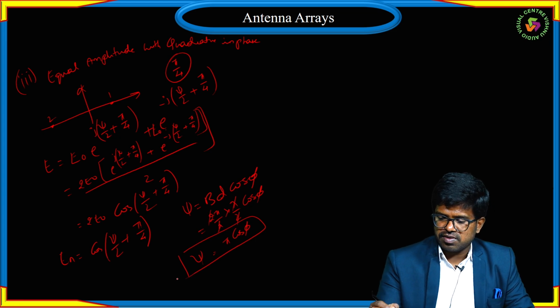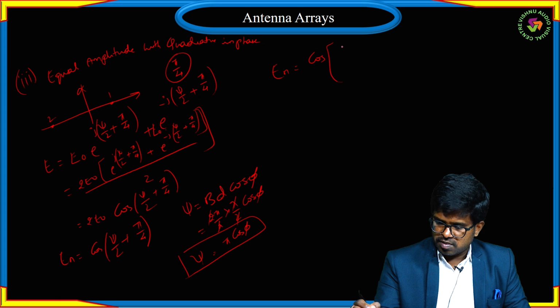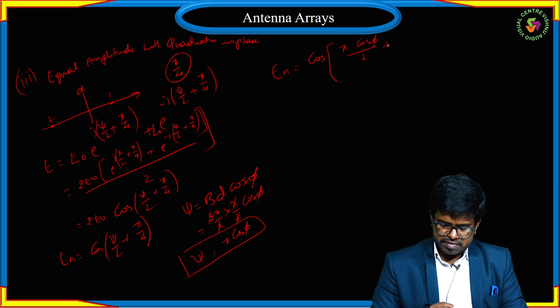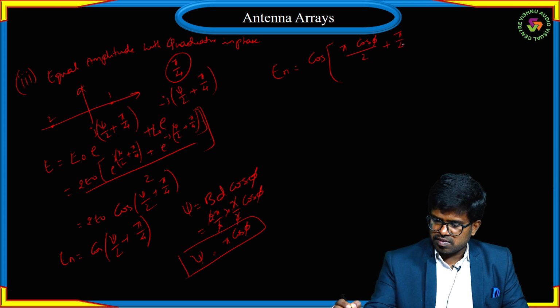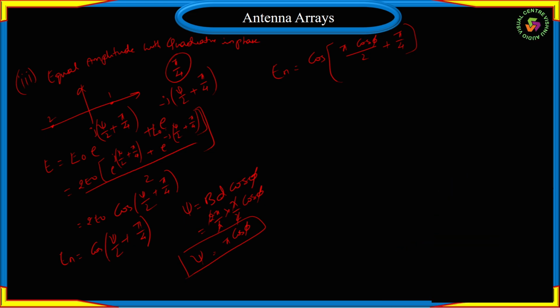Then if you substitute this psi value, En is cos of pi cos phi by 2 plus pi by 4. Okay, wait a minute, I just refer once. Okay, this is the right one only. Here it is coming as, you can also write it as pi by 4 plus pi by 2 cos phi. Then the same procedure as the first case to get maxima.